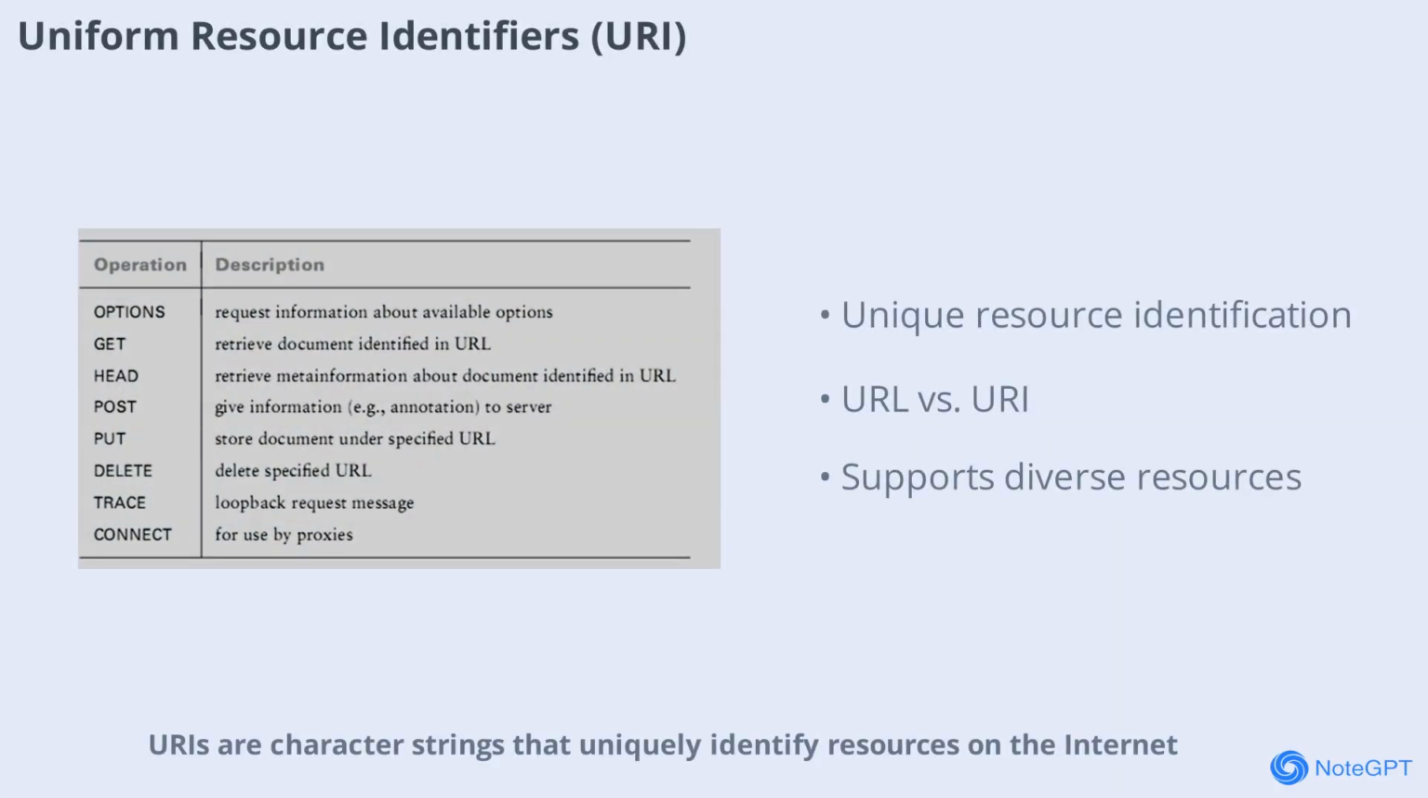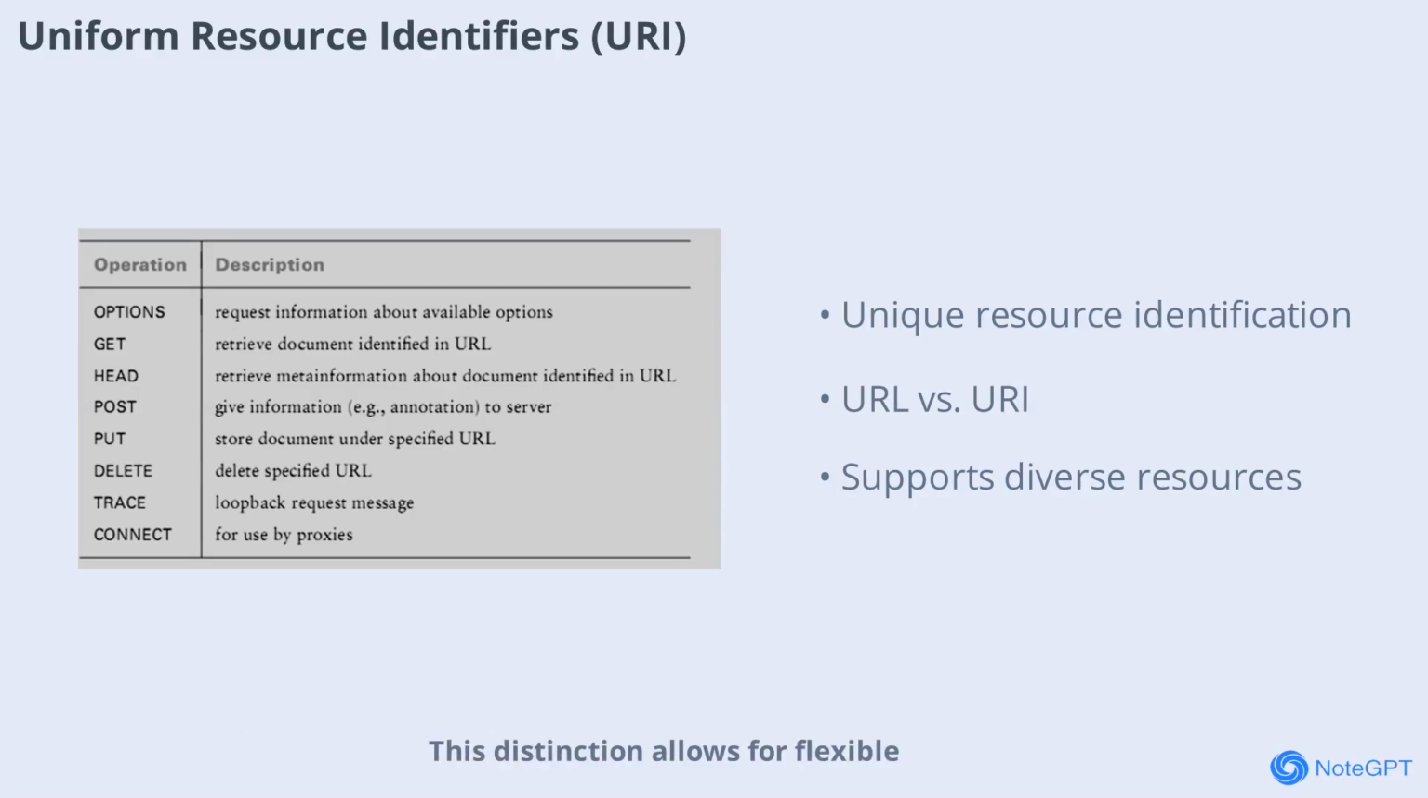URIs are character strings that uniquely identify resources on the internet. They can represent documents, images, services, or even abstract entities. While URLs are a type of URI used for locating resources, not all URIs are URLs. This distinction allows for flexible identification and referencing of resources, supporting a wide range of internet applications and services.